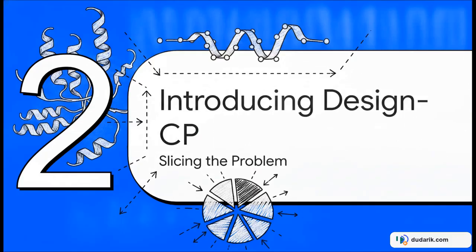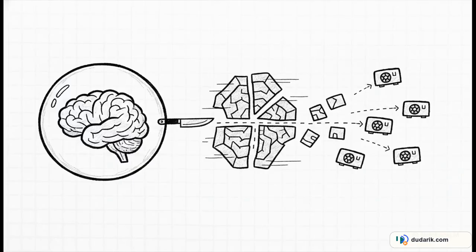Section 2. Introducing Design CP. We're slicing the problem rather than the model. Enter Design CP. This method elegantly shifts the bottleneck completely away from weight storage and over to activation distribution.